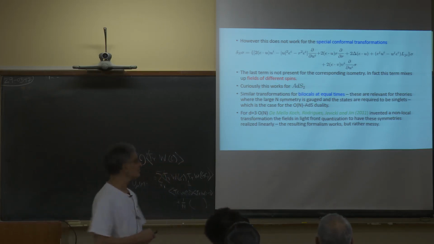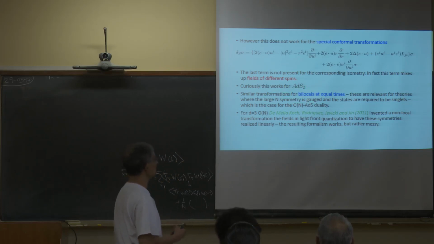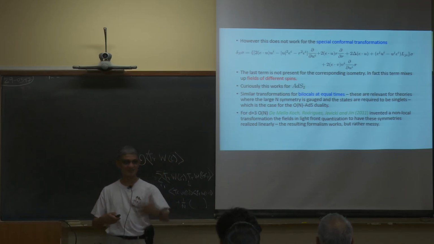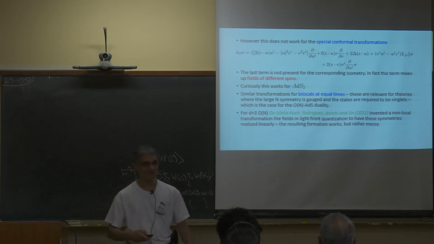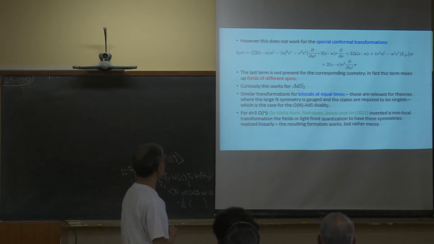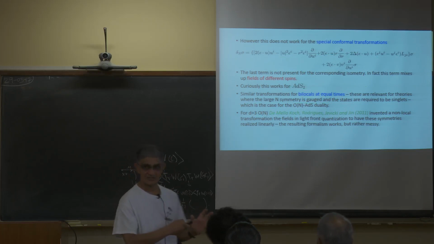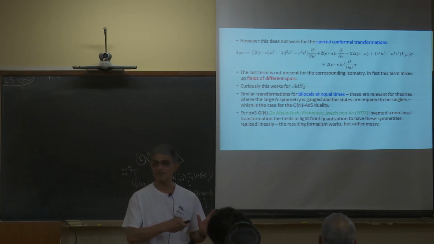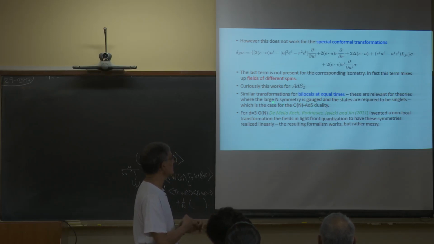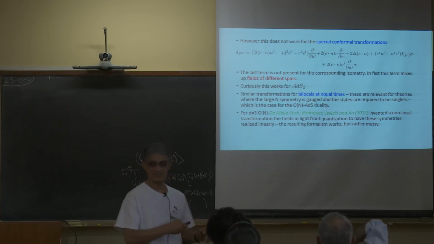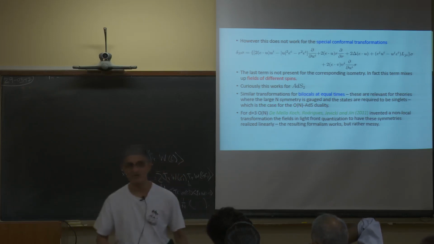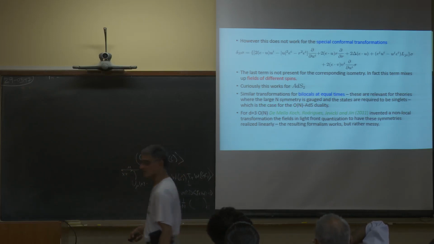Now, we did notice that curiously it works for AdS2, and I'll show you explicitly why it works for AdS2, but then we thought, who cares about AdS2? We are interested in AdS4, which is the three-dimensional conformal O(N) model. So, we didn't think about it very much, and I should comment that these are in the Euclidean formalism, with space and time treated in the same way. You could do the same thing for bilocals which are equal time. These are relevant for theories where the large N symmetry is gauged. You only want to write wave functions which are functions of the singlet variables.